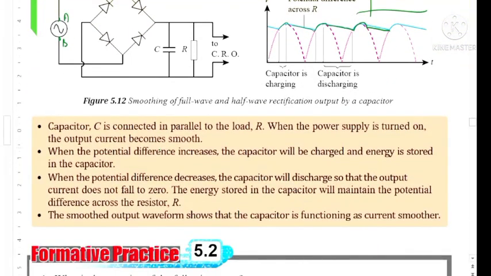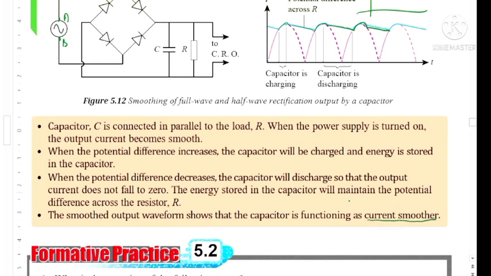So you can read through the explanation here. Capacitor C is connected in parallel to the load R. When the power supply is turned on, the output current becomes smooth. When potential difference increases, the capacitor will be charged and energy is stored in the capacitor. When potential difference decreases, the capacitor will discharge so that the output current does not fall to 0. The energy stored in the capacitor will maintain the potential difference across the resistor R. The smooth output waveform shows that the capacitor is functioning as a current smoother.